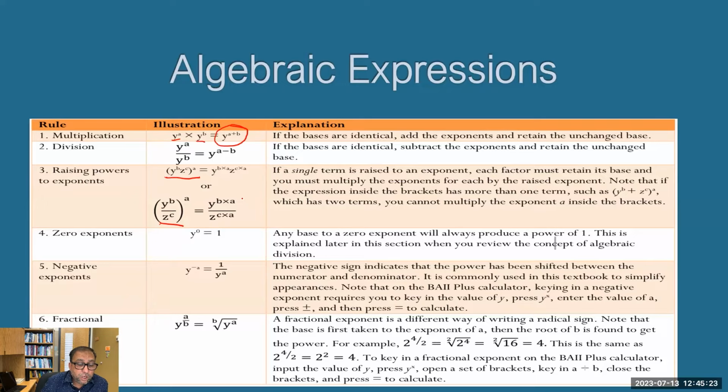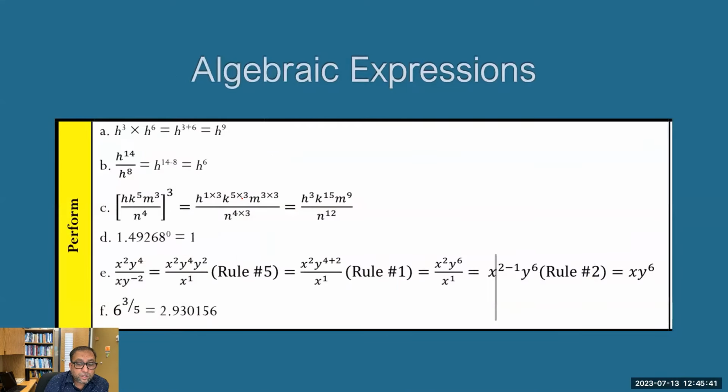There is a possibility of a fractional exponent as well, like y exponent a over b. So we can write it in this way as well, like the b-th root of y exponent a. Now this is the practice.